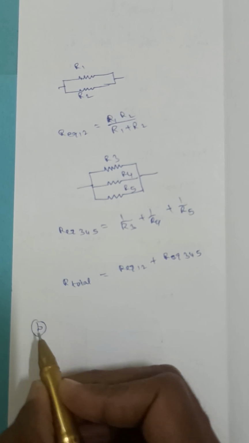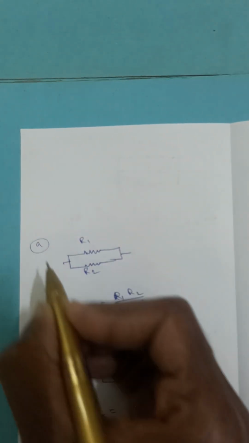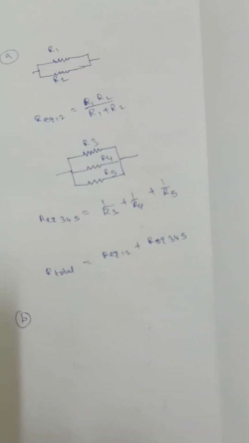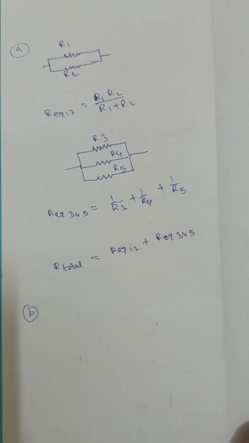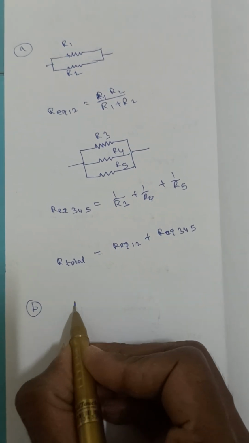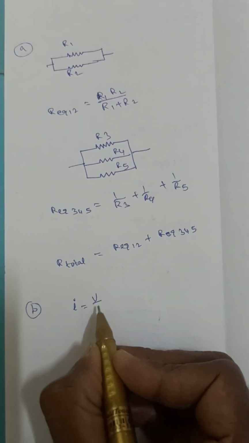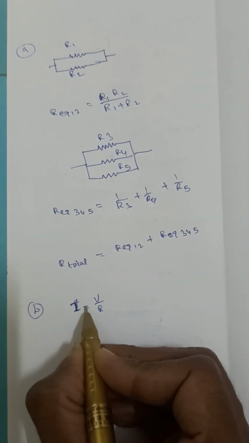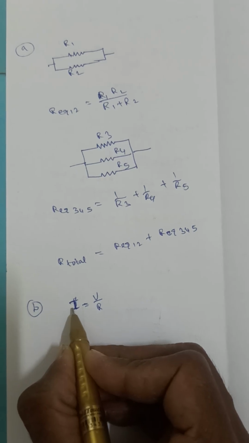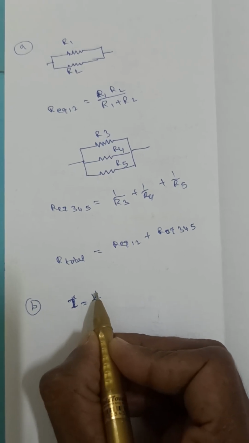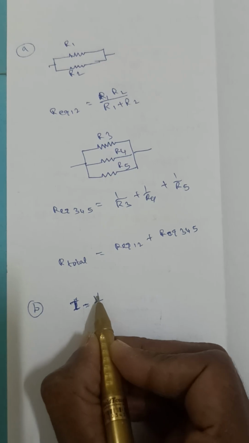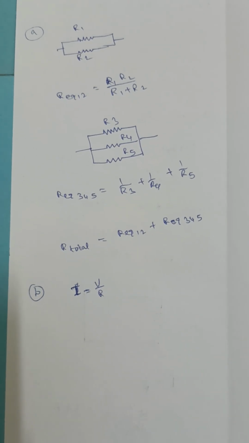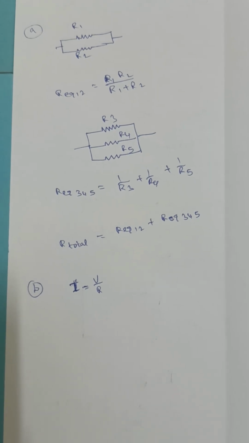Next B question. So A is total resistance in the circuit. For B question, I is equal to V by R. Capital I is equal to capital V by R. So total current flowing in the circuit is equal to V by R, potential difference by resistance. Use these formulas, so you will get the answer.